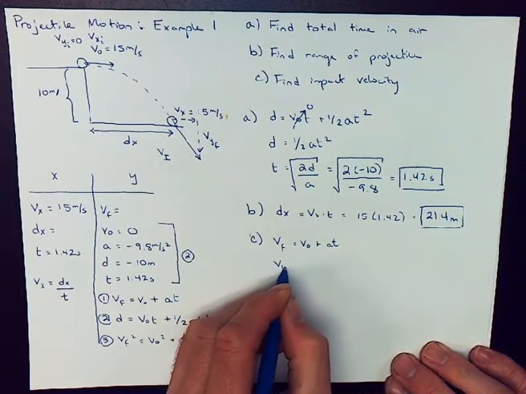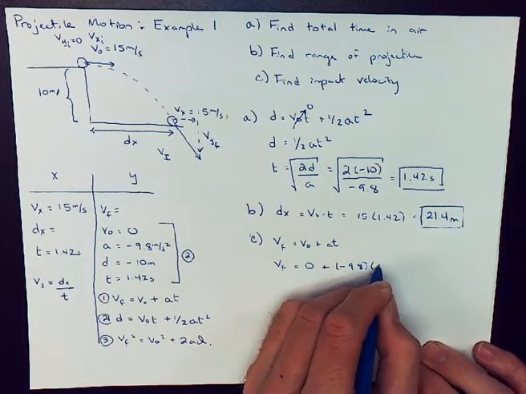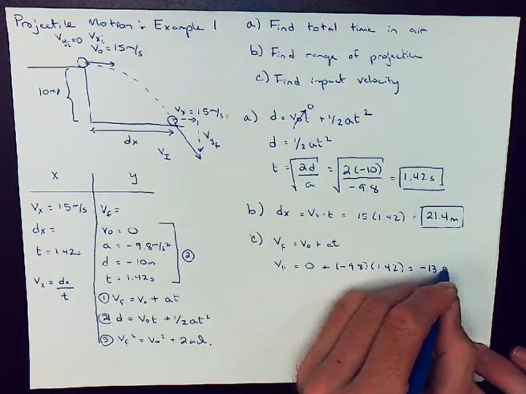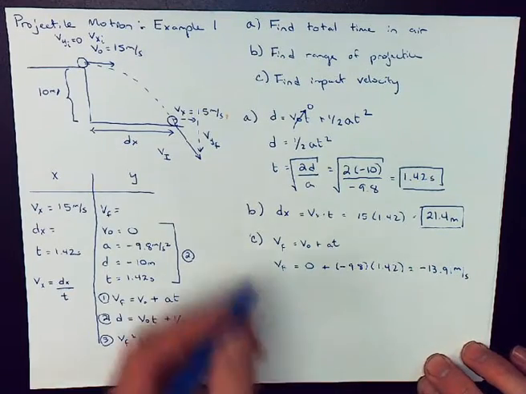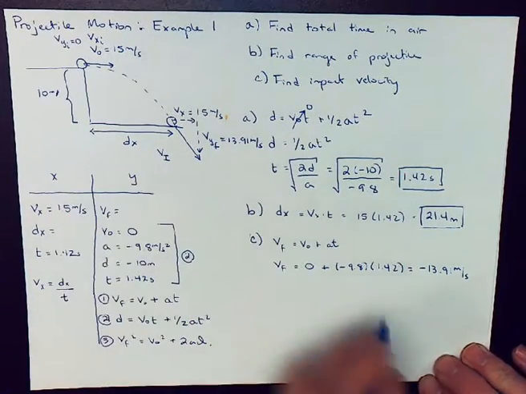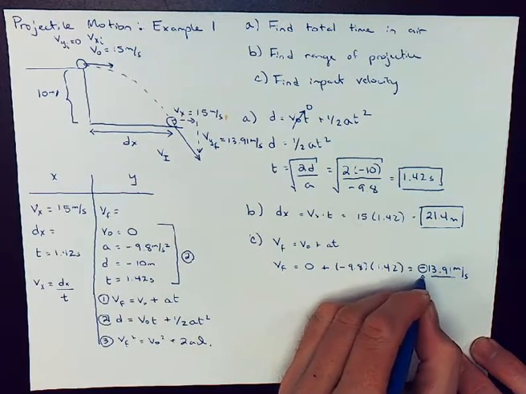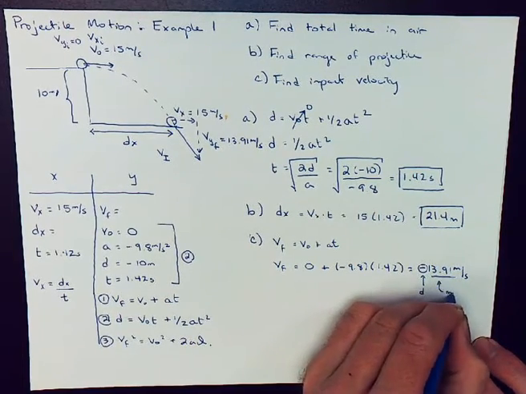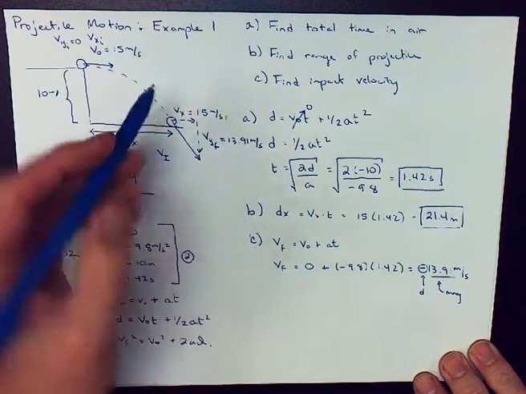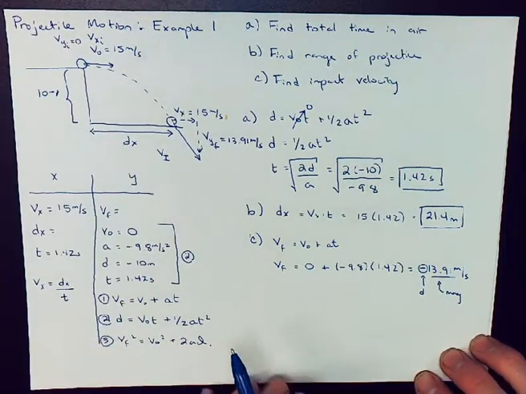So, Vf is 0 plus negative 9.8 times 1.42. This gives us a negative 13.91 meters per second. So my triangle has 13.91 meters per second. Keep in mind, velocity is a vector. It has a magnitude and a direction. When I transfer that information up here to my picture, this is the magnitude. The direction is represented by my vertical arrow downward, which takes care of the negative sign.